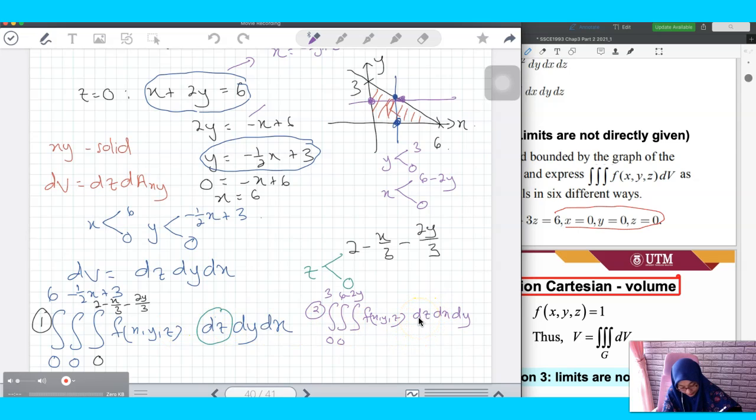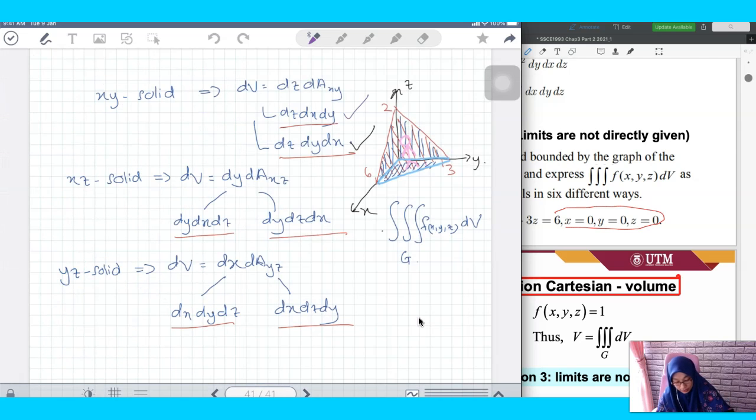So we can use the same. So 0 to 2, minus x over 3, minus 2y over 3. So that is the second one. So we are done with the second one.